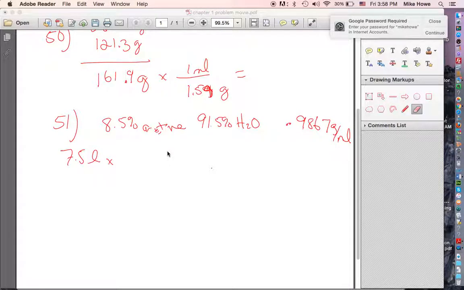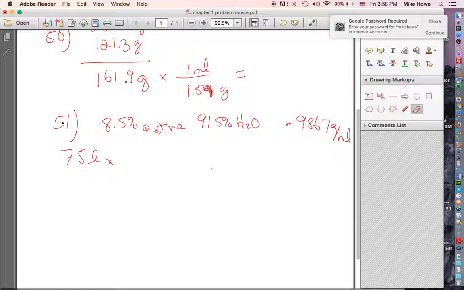So this is problem 51. I've taken the liberty of writing down what you're given in the problem. You've got 8.5%. This says acetone. Some of you might think that's hard to read. Then you've got 91.5% water. The density is 0.9867 grams per milliliter, and you're given 7.5 liters. So pause the video right now, make sure you see where those numbers came from.